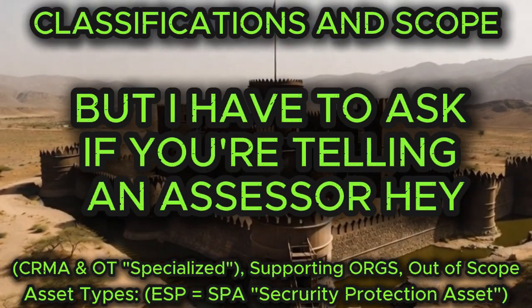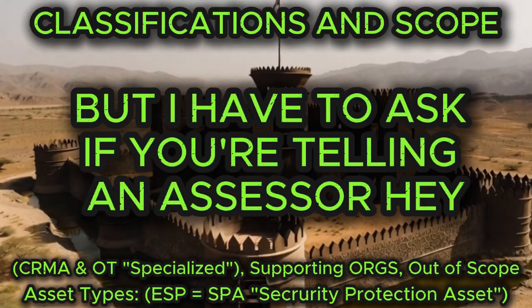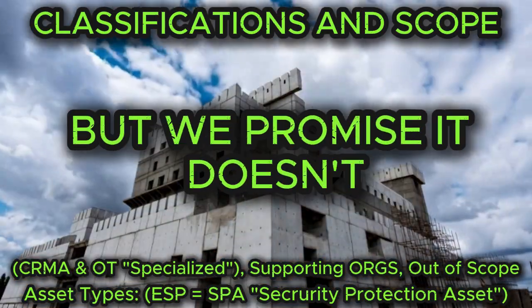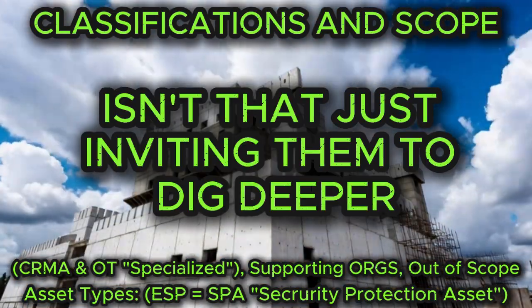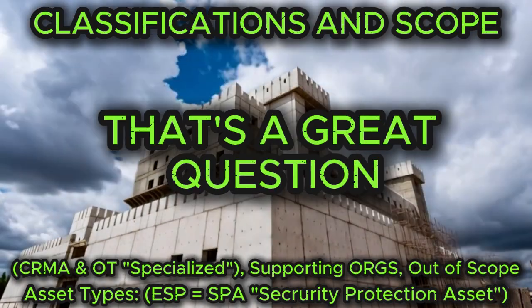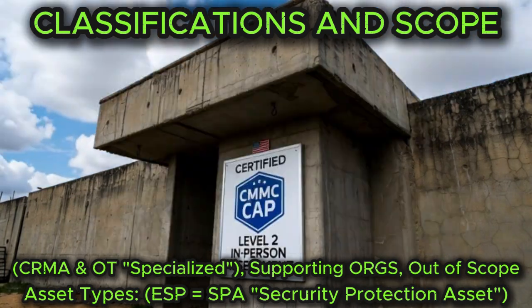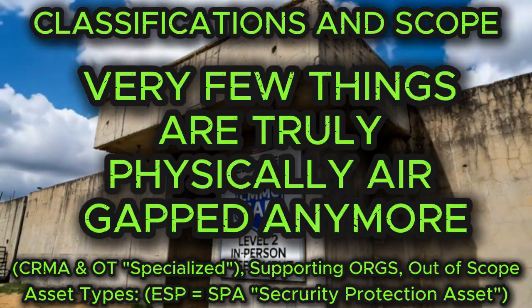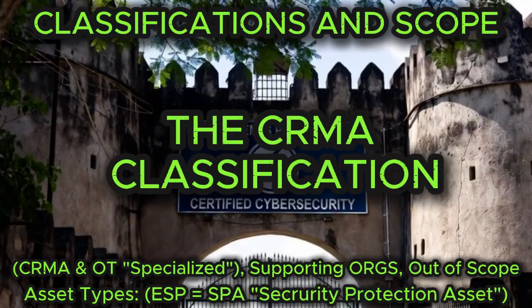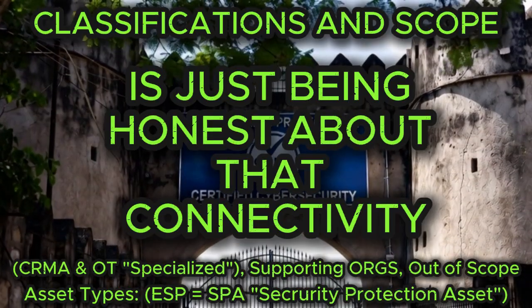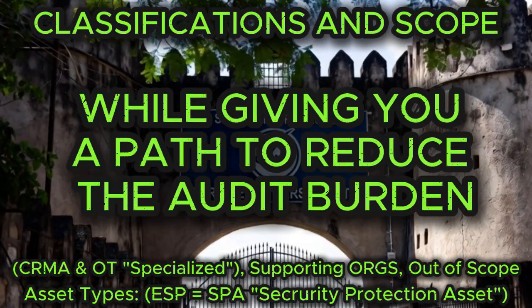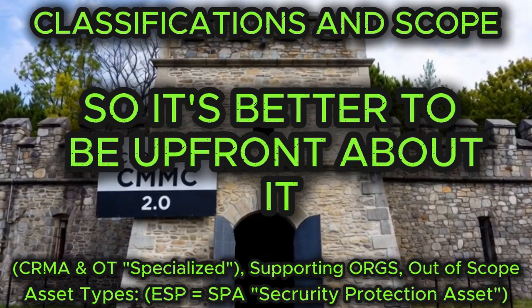But I have to ask, if you're telling an assessor, "Hey, this asset could hold CUI, but we promise it doesn't," isn't that just inviting them to dig deeper? That's a great question. But think about how modern networks actually work. Very few things are truly physically air-gapped anymore. The CRMA classification is just being honest about that connectivity while giving you a path to reduce the audit burden. So it's better to be upfront about it.